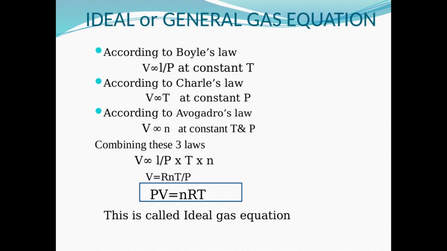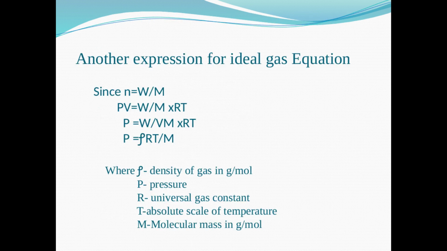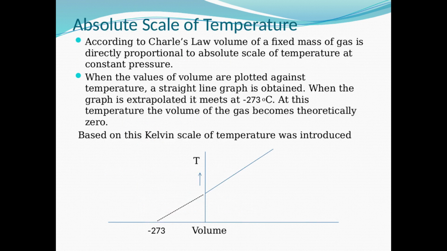PV is equal to nRT. This is called the ideal gas equation. Another expression for the ideal gas equation is given below. P is equal to rho RT divided by M. This equation is helpful for doing the problems. Next one is absolute scale of temperature.